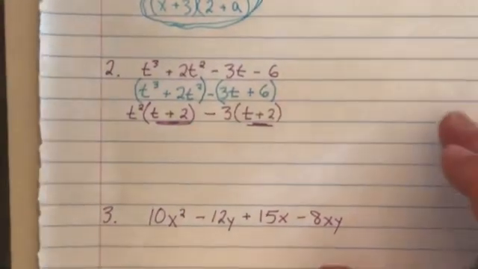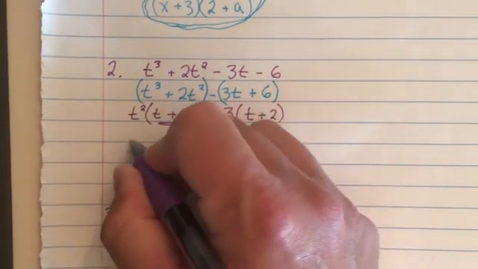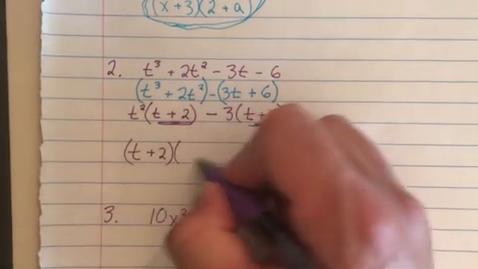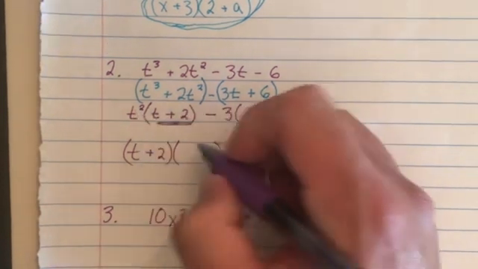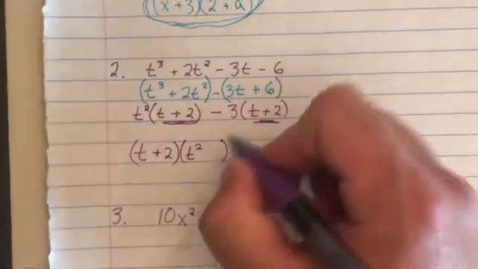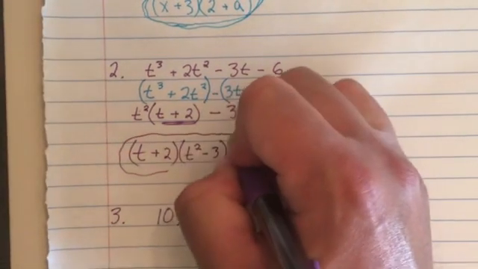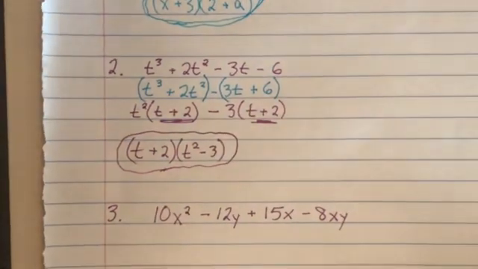We have a binomial common factor just magically appear there. Okay, so we'll factor it out. We'll factor out our t plus 2. t plus 2 times something, that something is t squared. t plus 2 times something is my last term, that thing is -3. So this is completely factored.